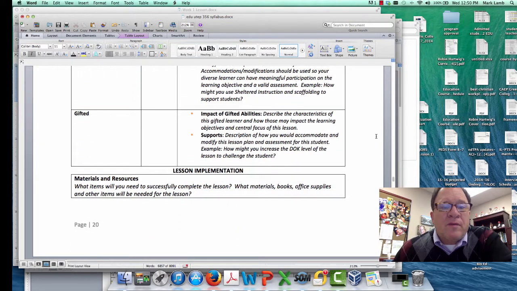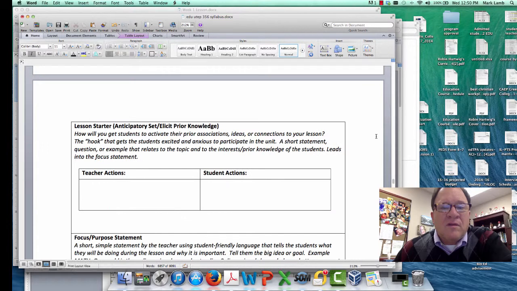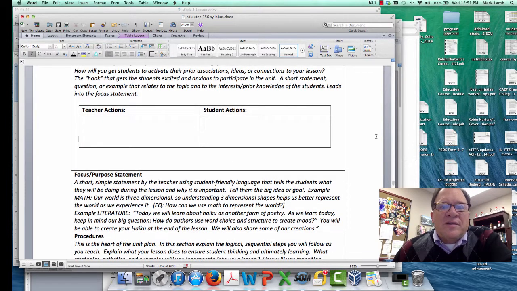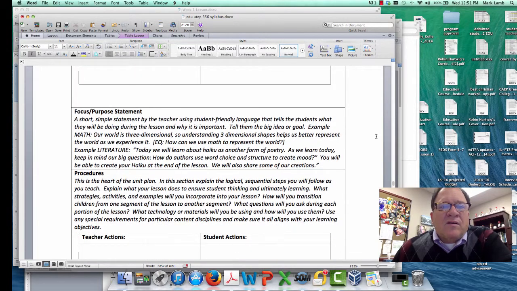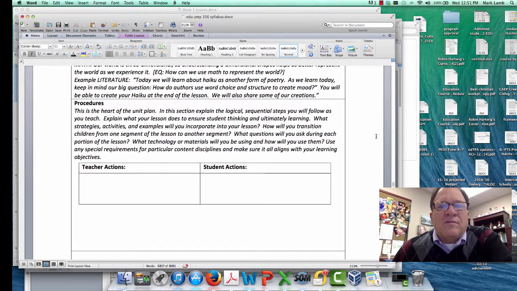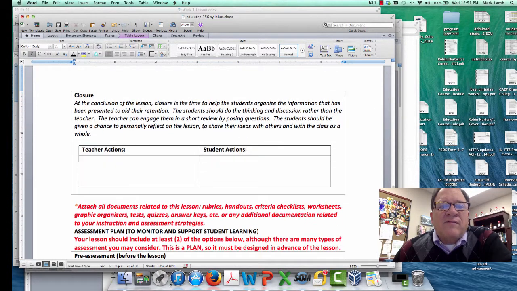Okay. Then, of course, you're going to write about the materials and resources needed to implement that lesson. And now we're finally, it seems like it took us a while, but we're actually getting to the lesson itself. What kind of lesson starter will you be using? That engaging piece that grabs a student at the beginning of a lesson. What are you going to be doing as a teacher? What are you going to have the students doing in response? Your focus and purpose, procedures, again, going through the lesson plan process, developing the lesson, getting to where you have a closure in the lesson.